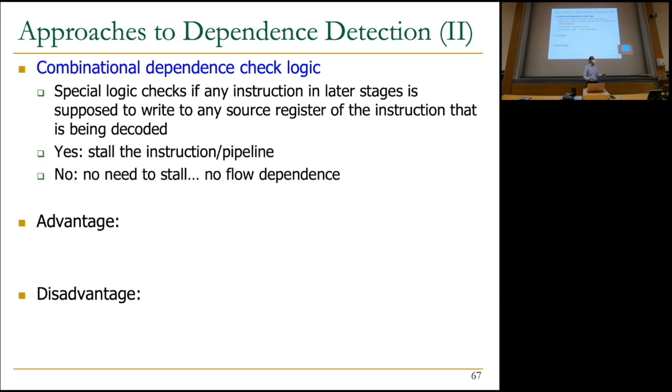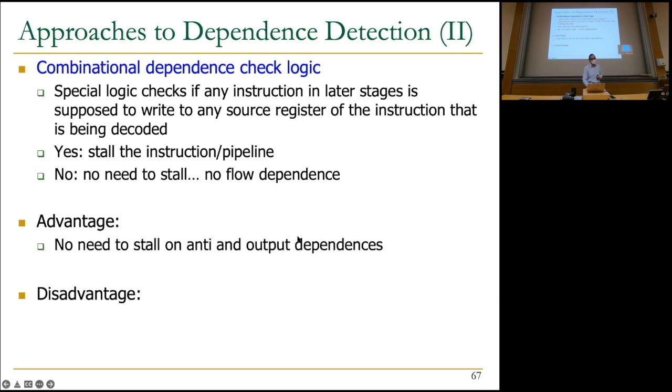So how do you do this? By comparing the register IDs of the instructions that are in later stages to the source register IDs of the instruction that is in the decode stage, and also checking whether the instructions in the later stage are writing to the register file and the instruction in the decode stage is reading from the register file. You need to do the right checks, basically. So the advantage is there's no need to stall on anti and output dependence if you do this. That's the beauty, because we're writing to the register file in order, meaning we're never doing out-of-order writing to the register file. So the register file is updated in order.